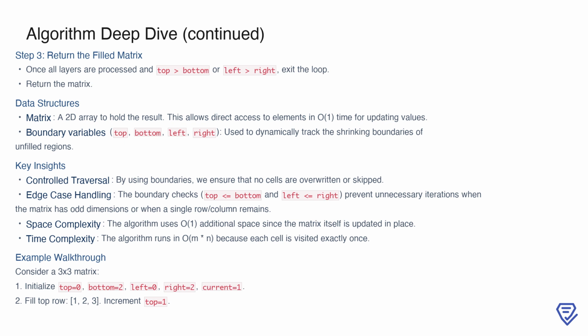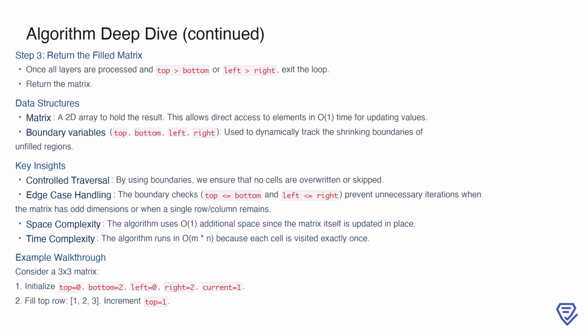Let's take a moment to highlight the data structures and key insights that make this algorithm efficient. The primary data structure we use is the 2D matrix itself, which allows us to update elements in constant time. The boundary variables, top, bottom, left, and right, are crucial for dynamically tracking the shrinking unfilled region of the matrix. By controlling the traversal within these boundaries, we ensure that no cells are overwritten or skipped.